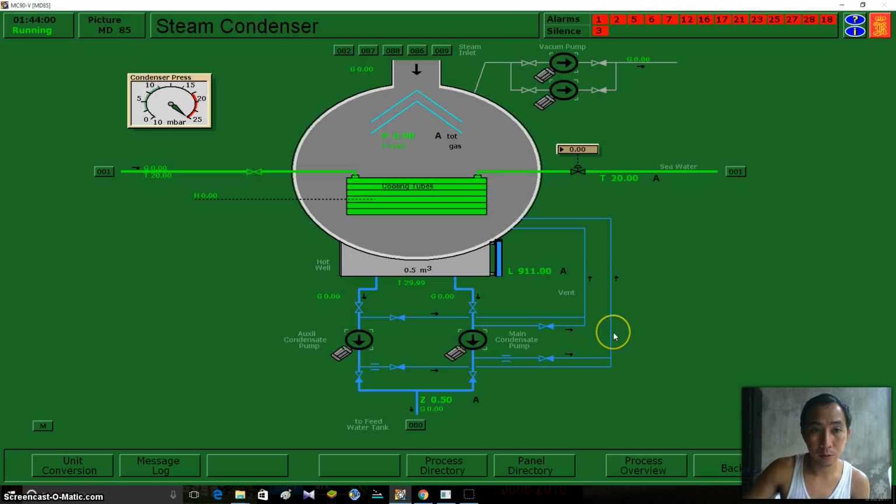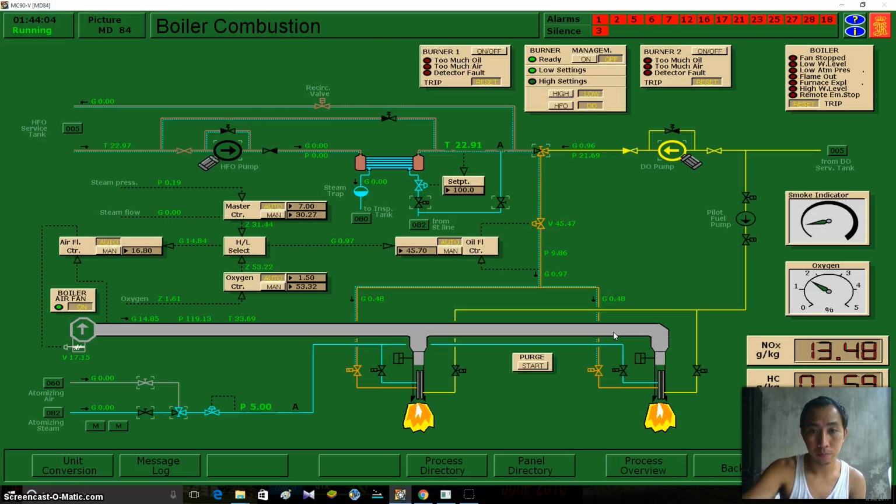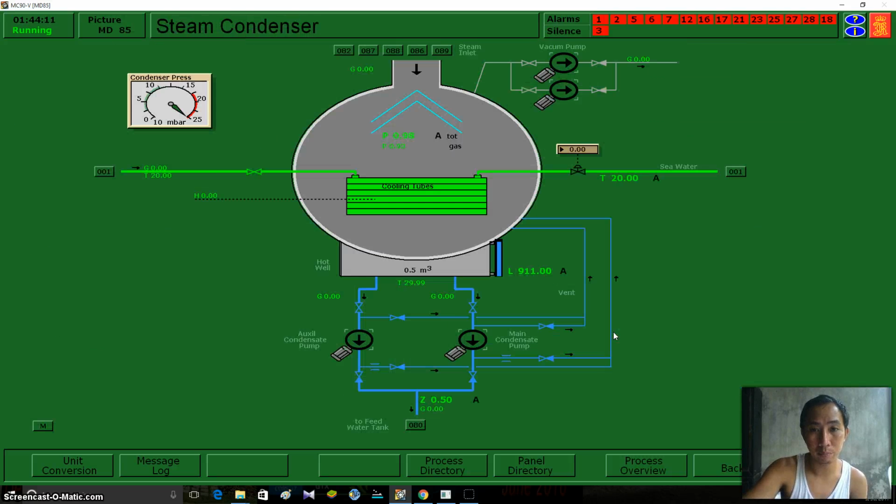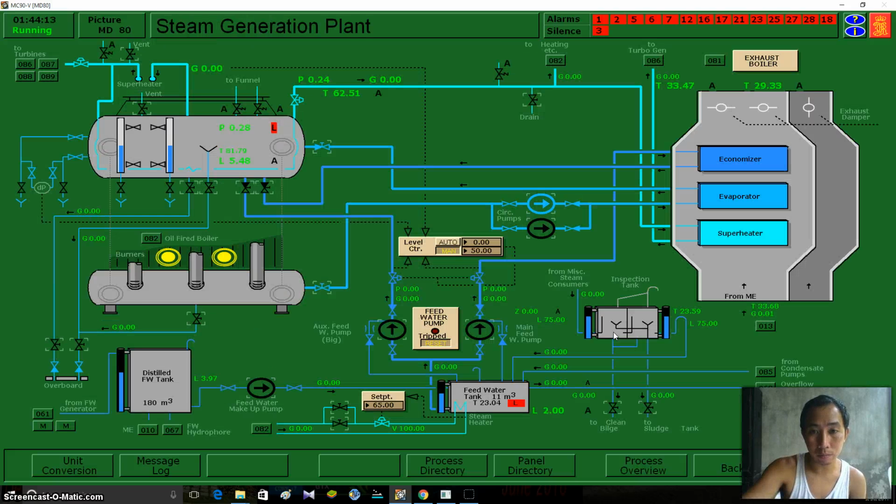Okay, this is our condenser. It's firing. So this is the water. Okay, so we're going to prepare our system so that it doesn't reach low level. We're going to start our feed water pump. We're going to check the line. So this is our line. So this one and this one.